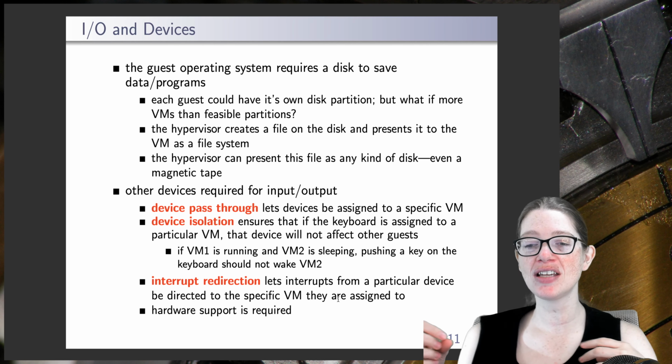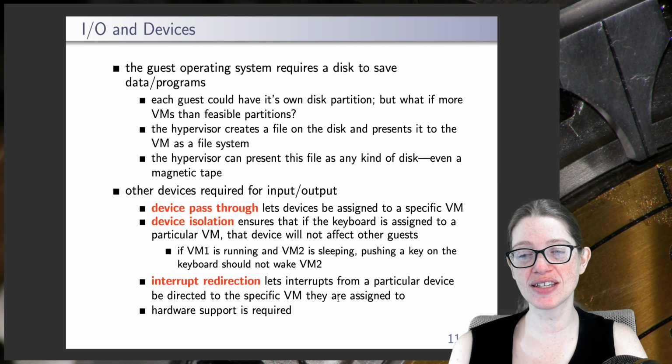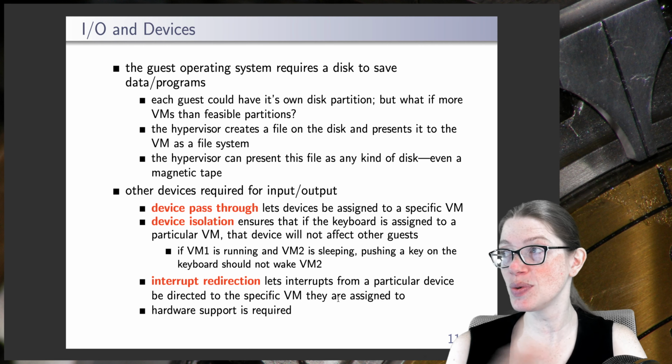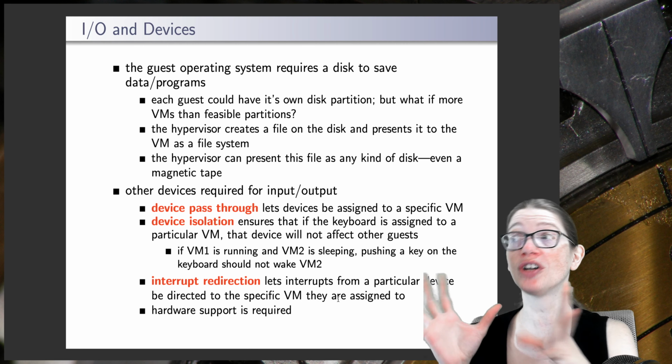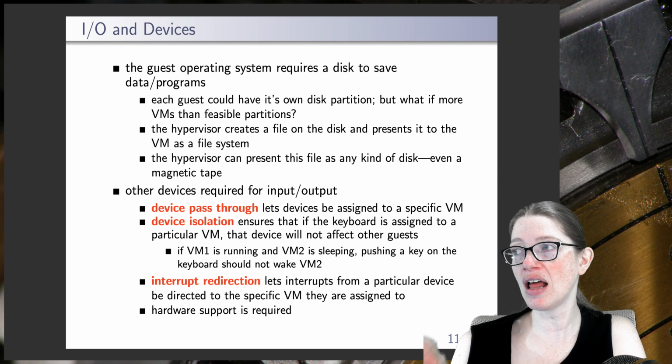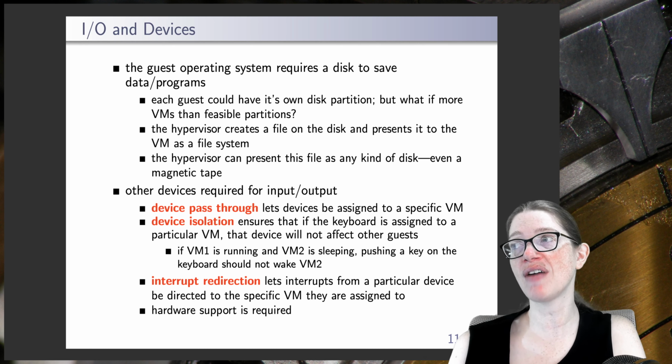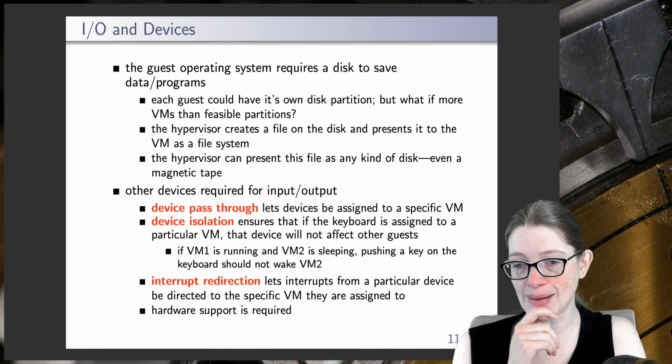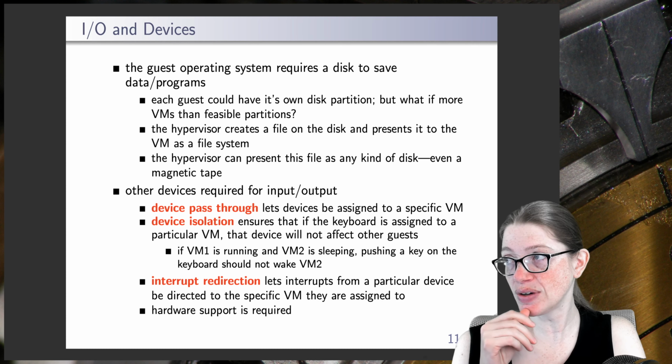Now, what about input-output devices of other kinds? So keyboards and mouse input. One of the things that you can do is let devices be assigned to a specific VM. So the keyboard is currently assigned to this VM, and all interrupts from that device will pass directly through to that VM. So that's one easy way of doing it.